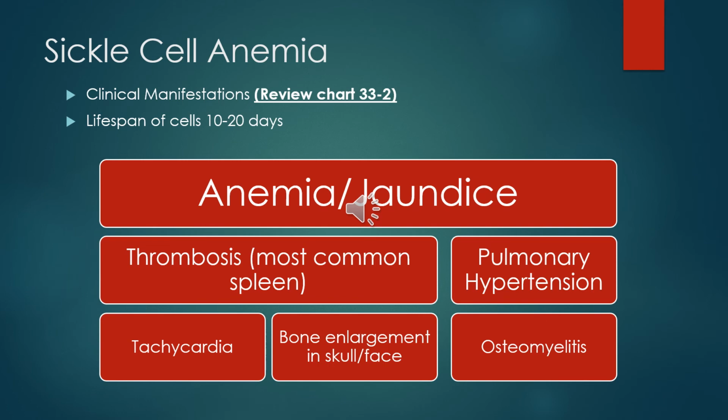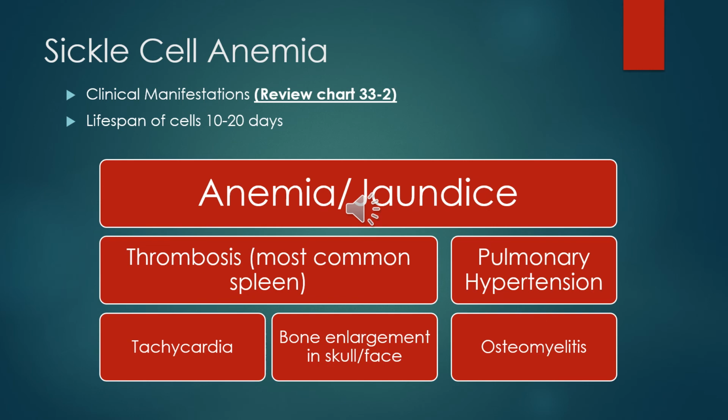As you know, the normal lifespan of a red blood cell is about 3 months or 90 days. However, someone with sickle cell anemia, the average lifespan of their red blood cells is about 10 to 20 days. Looking at the clinical manifestations, these clients will present with signs and symptoms of anemia. They may also be jaundiced from the rapid continuous breakdown of their red blood cells.